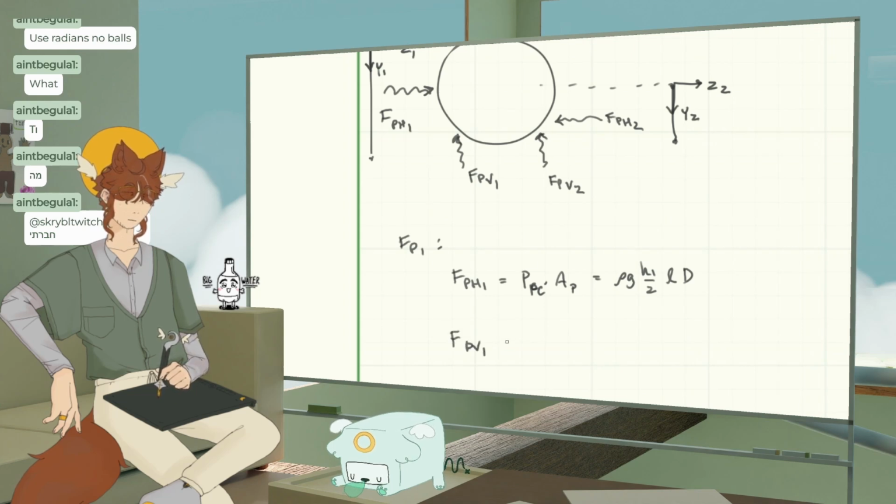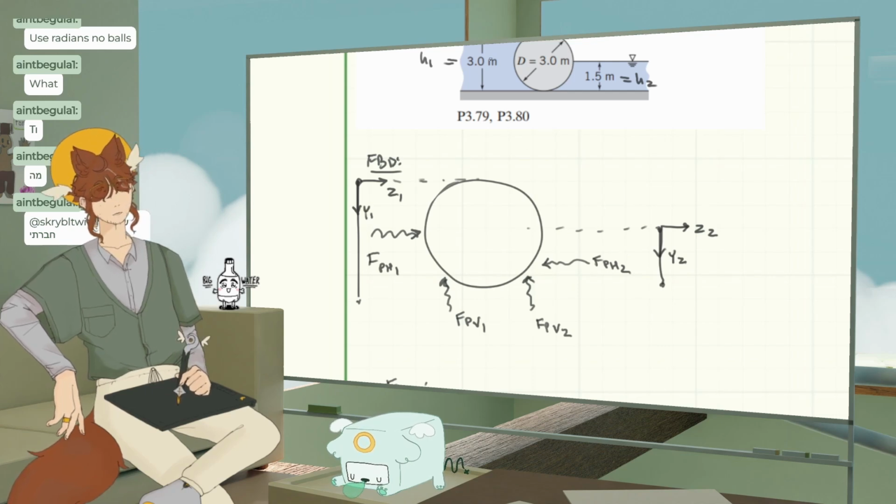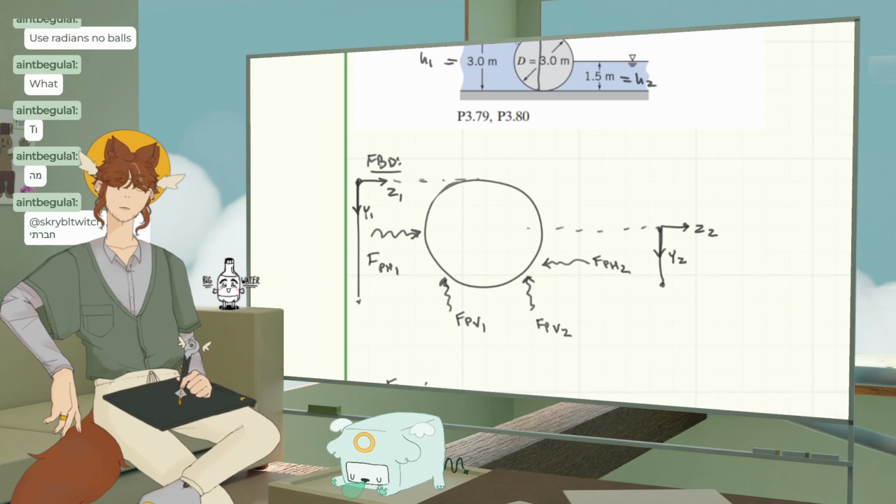F_P vertical 1 is equal to rho G volume above. Now this is kind of tricky, because I guess it's like the volume of this minus, it's the volume here, but then we're also going to have this minus here. So it's just going to be this volume.